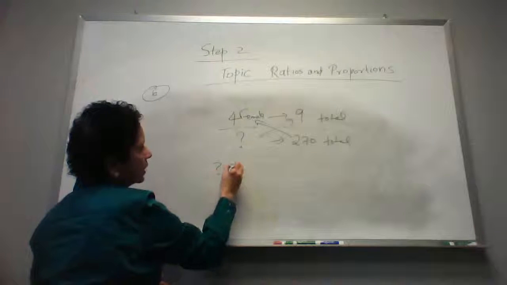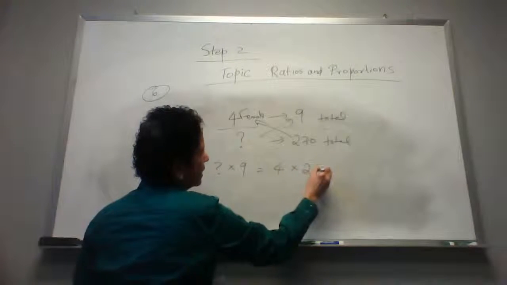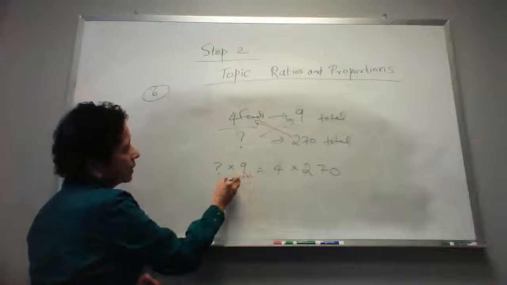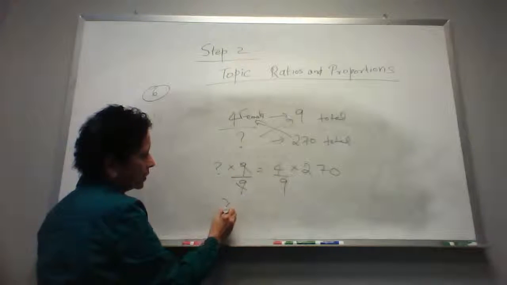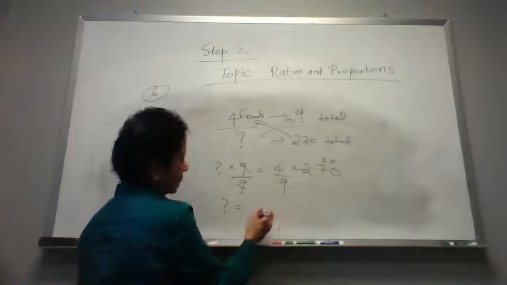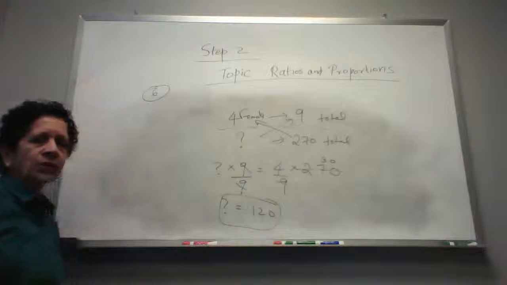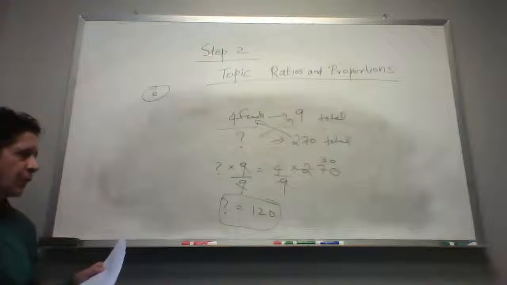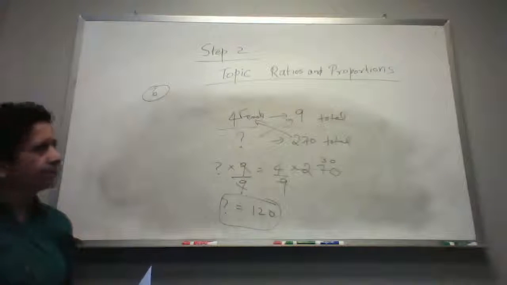So question mark times 9 equals 4 times 270. And then I don't want this 9, so I just divide both sides by 9, okay? So then the question mark equals, 9 goes into 1,080 120 times, so 120 is the answer. So there are 120 female employees. If there are 270 employees in the company, out of them, 120 are going to be female employees, okay?